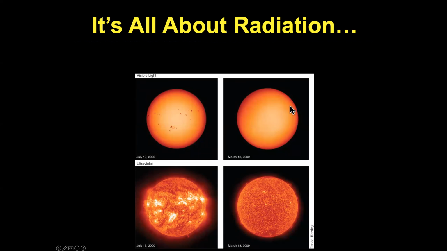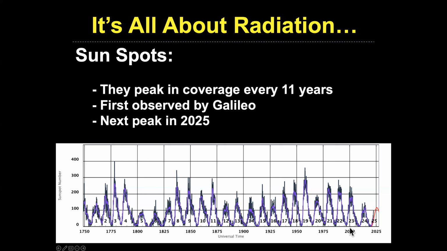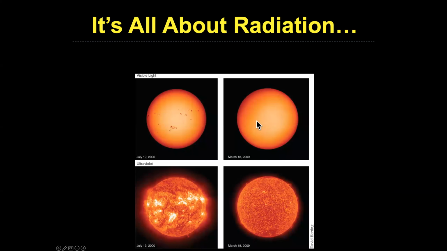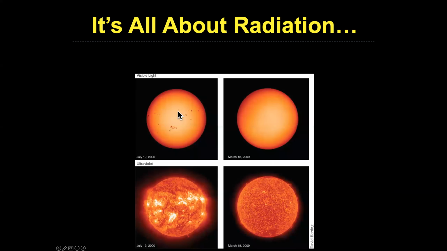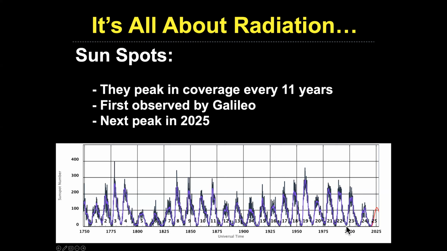Here's an example of a less active sun in the year 2009 and a very active sun in the year 2000. So if we go back, the year 2000, right near the peak, the year 2009, near the bottom. 2009, weak. 2000, active. Right there.